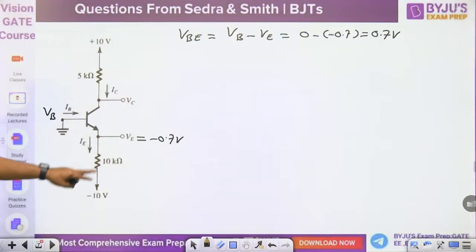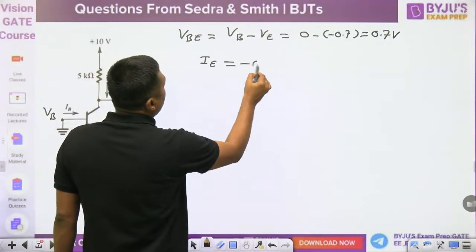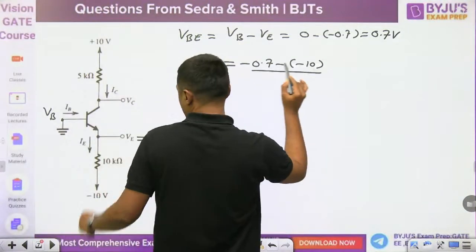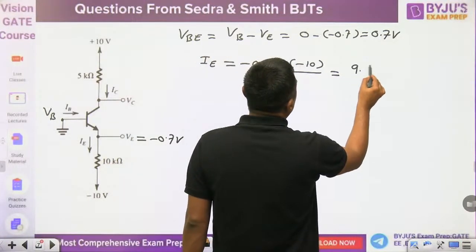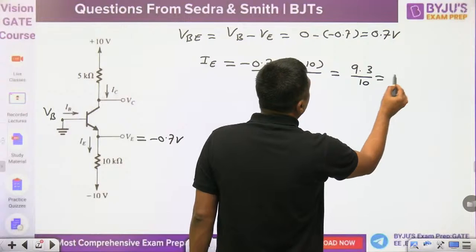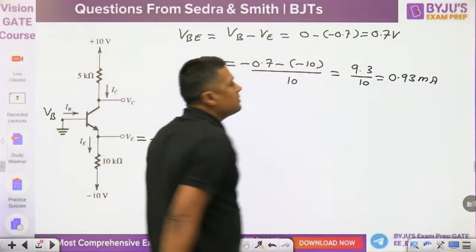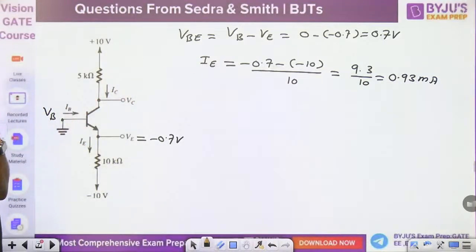This minus this upon 10. First of all, I is equal to 0 minus 0.7 minus of minus 10 upon what? 10 kilo ohm. Then this is 9.3 divided by 10, 0.93 milliampere. Very simple, and it is a positive value. Emitter current downward.